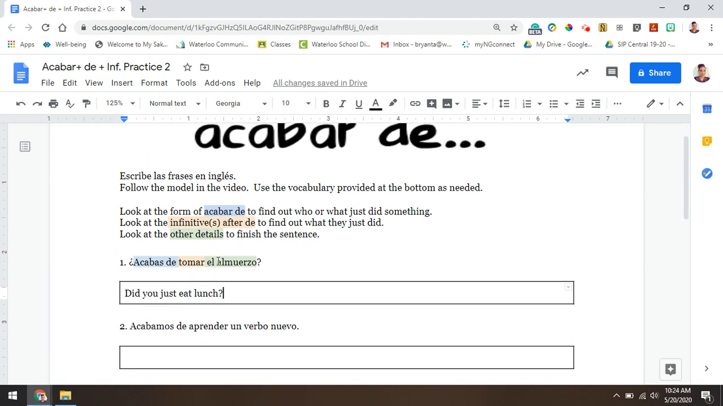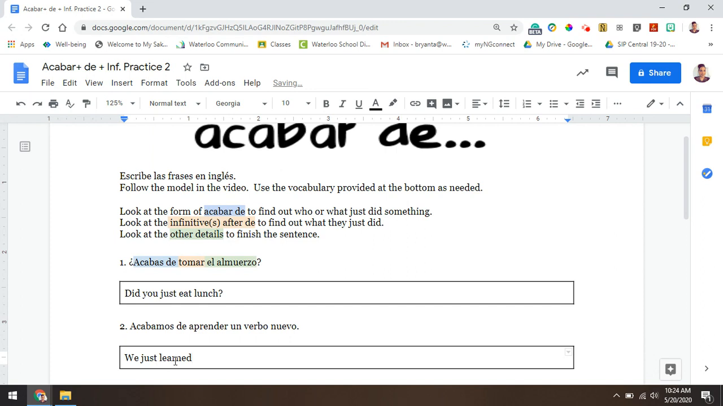Let's look at number 2, that's not a question. Again, I'm going to take a look at the acabamos de to figure out who has just done something. Acabamos is the nosotros form of the verb, so we just did something. Looking at the verb aprender, we just learned. Okay?